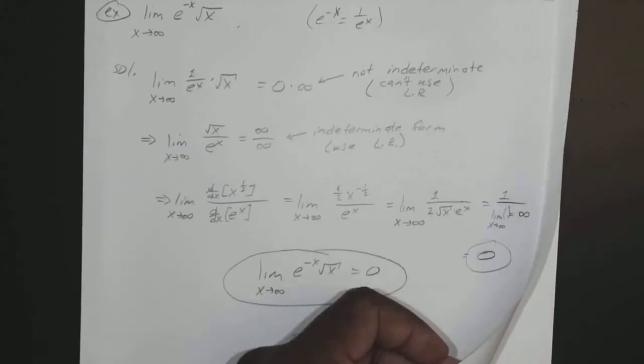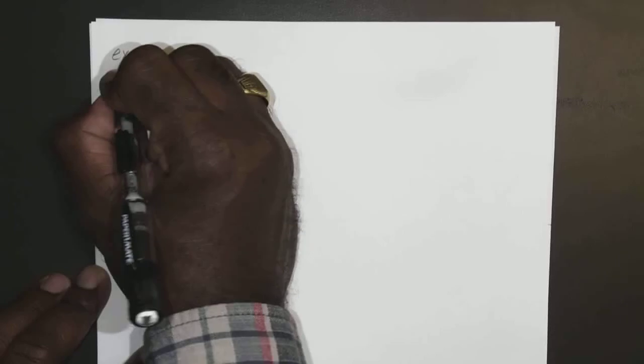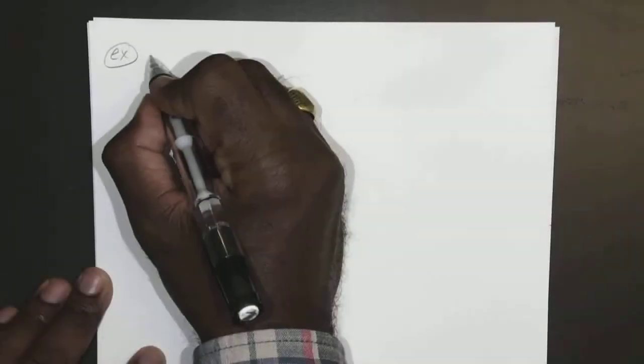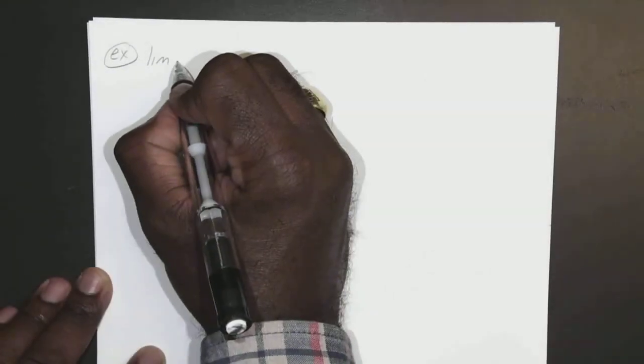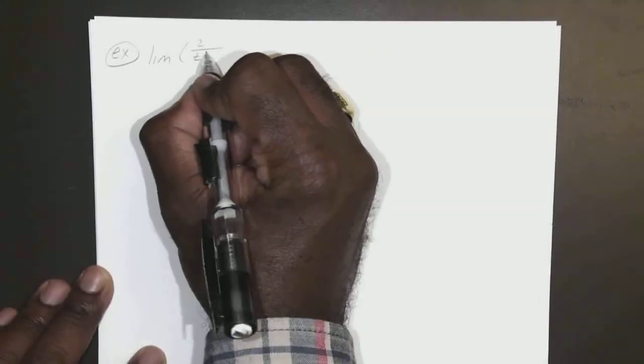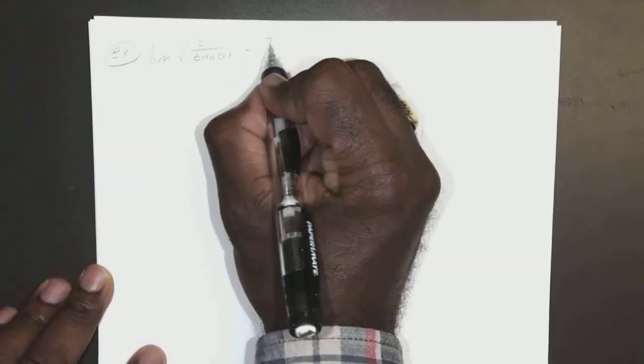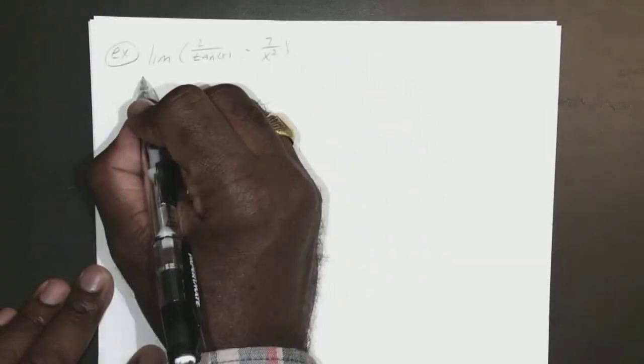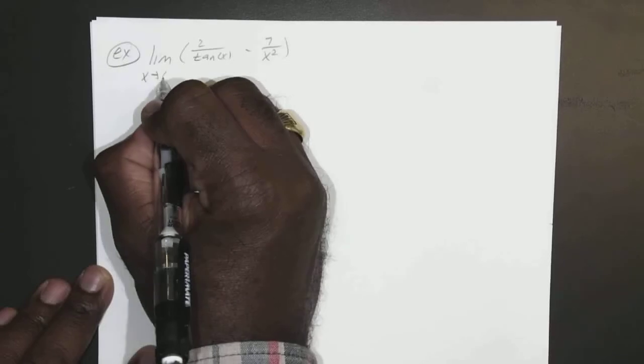Okay, so let's say if we have the example. To find the limit of 2 divided by tangent of x minus 7 over x squared as x approaches 0 from the right. And that's getting ready to shut off.